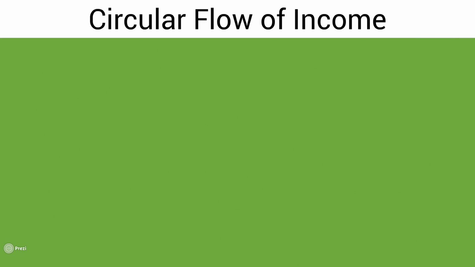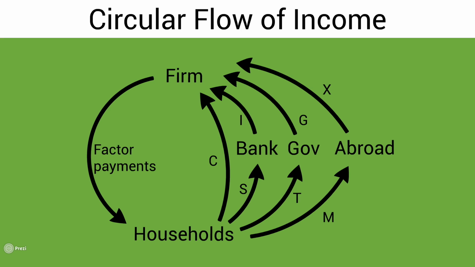I'll now try and explain this through the circular flow of income diagram. So here we have the circular flow of income. We've got households, firms, banks, the government, and abroad. We will keep the example of a government increasing their expenditure by building a bridge. I've represented the increase in government expenditure by the orange arrow going from the government to firms.